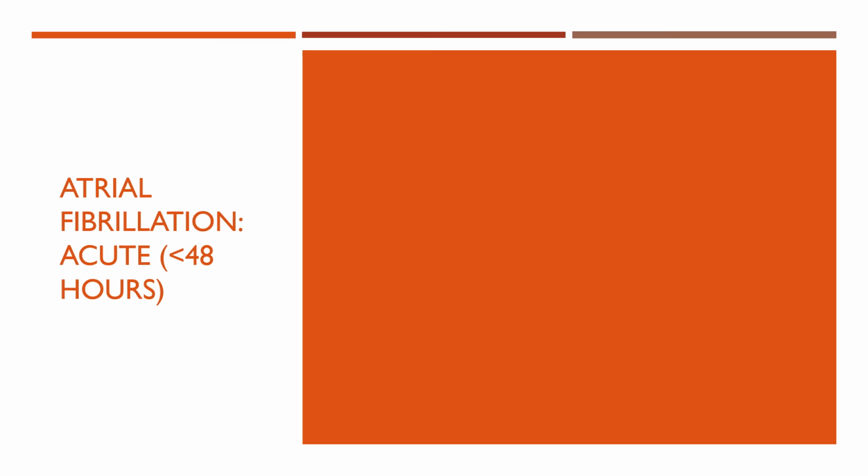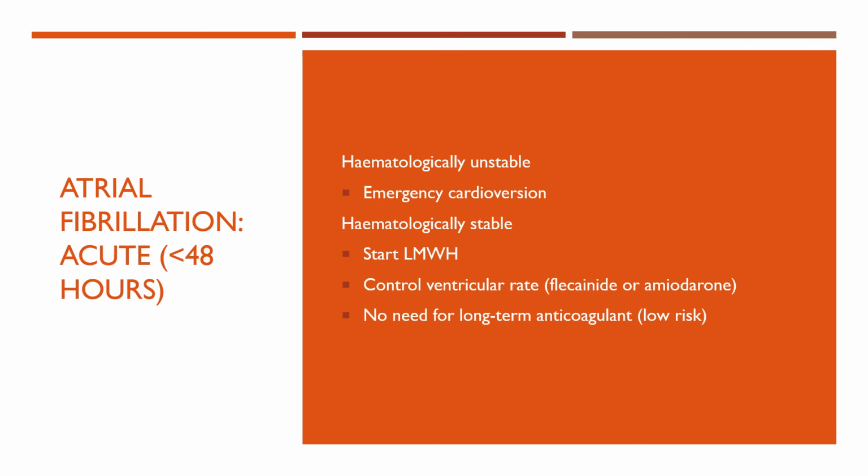And now management. So if it's an acute onset, so it's been less than 48 hours since the onset, if the patient is hemodynamically unstable, then we go to emergency cardioversion. If they're stable, then we can start low molecular weight heparin. It's important to control the ventricular rate. As we've said, AF can be fast or slow, so this might not be necessary. But if it is a fast AF, then we do need to control that rate with flecainide or amiodarone.